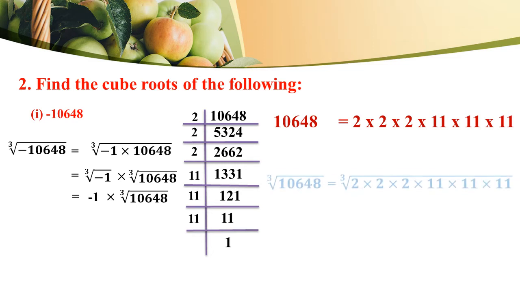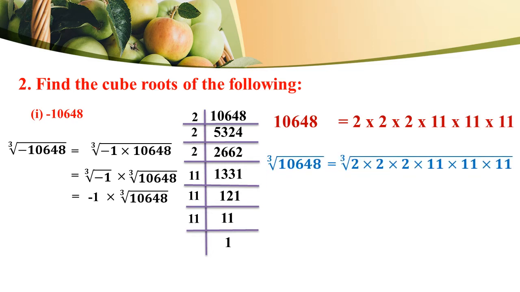In next step, find the cube root. Cube root of 10,648, cube root of 2 into 2 into 2 into 11 into 11 into 11. Make groups of 3 of similar factors. So, underline those factors. Then take one factor from each group. So, 2 into 11. This is cube root of 10,648 equal 2 into 11.